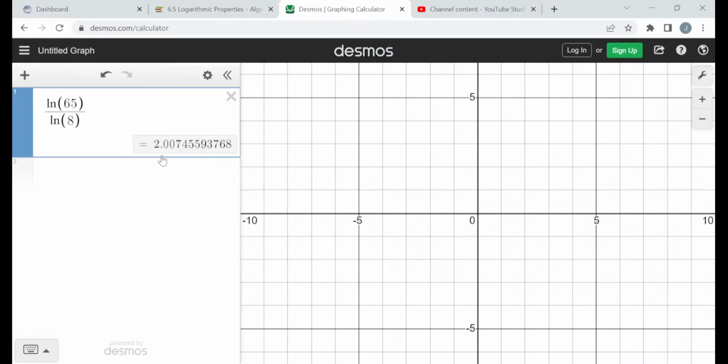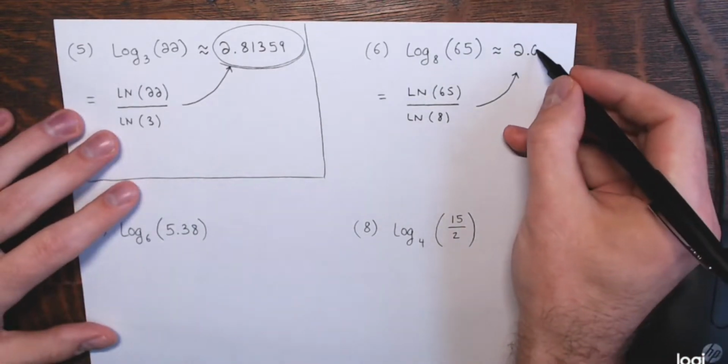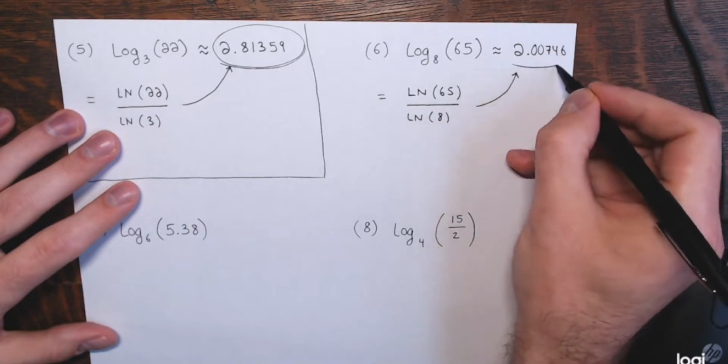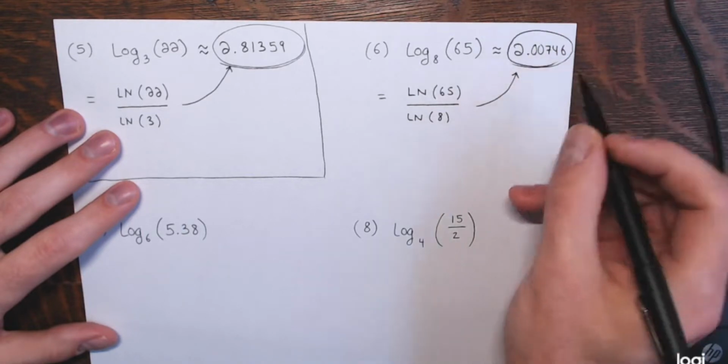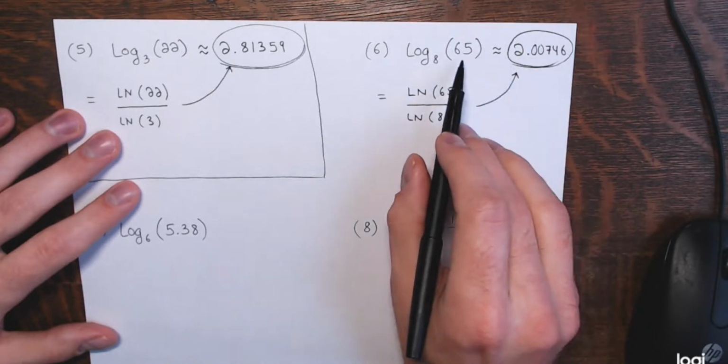And you see 2.007455, so that would go up to 746. When I go to 5 decimal places, the nearest 100,000th, 2.00746. Again, you want to test it out. Take 8 raised to this power. Should get something really close to 65.